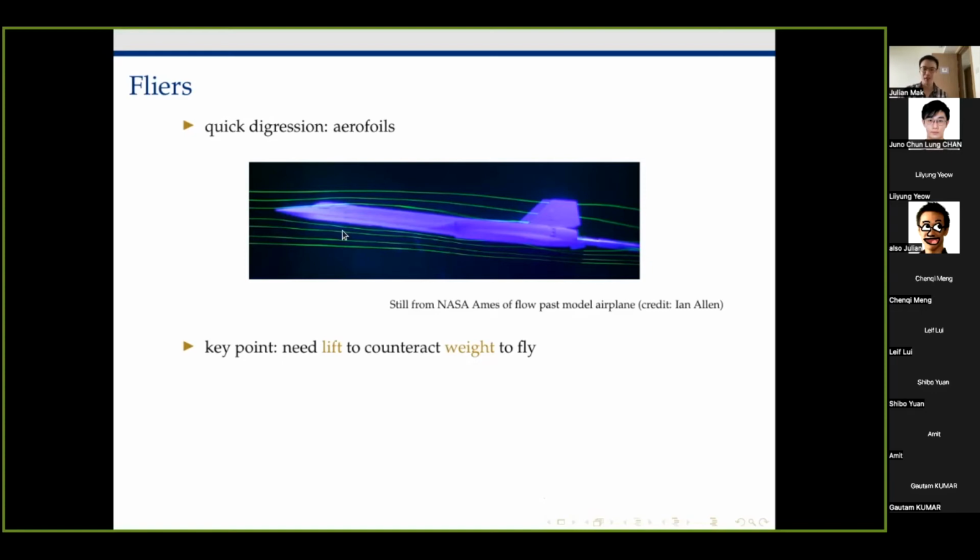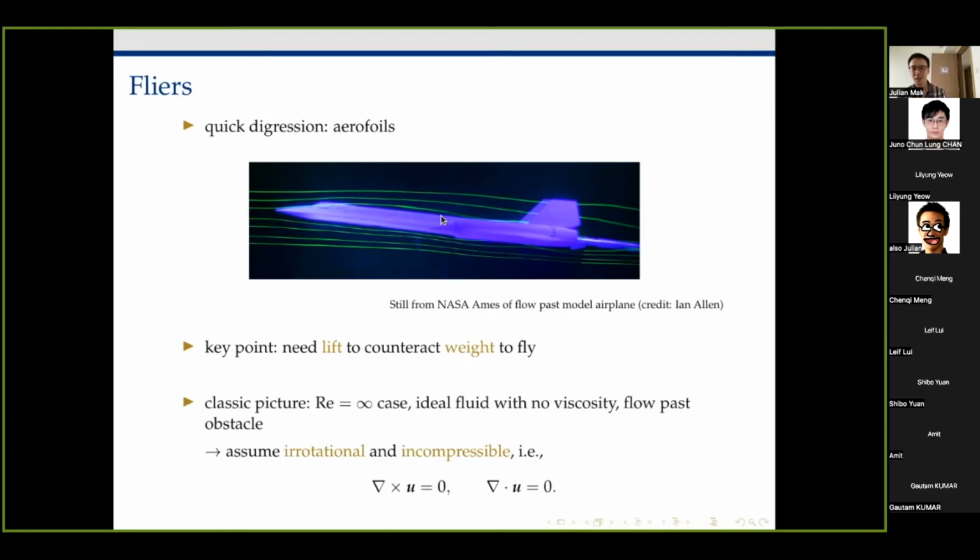So the whipping thing is actually related to aerodynamics as well. The main point here is that if you want things to fly, you need some sort of lift to counteract the weight. That's everywhere anyway. You want something pushing it up. So the classical way of attacking this is you consider the extreme opposite.